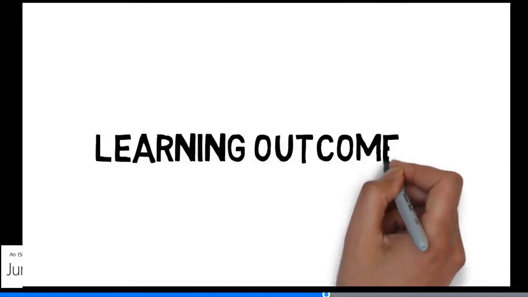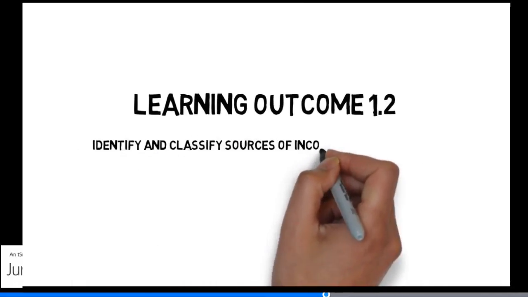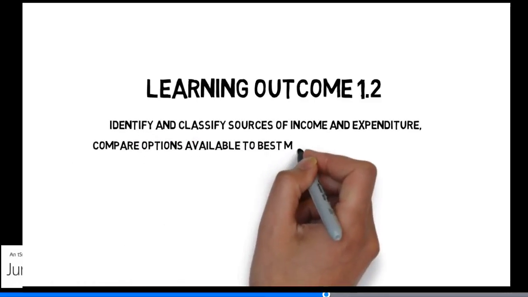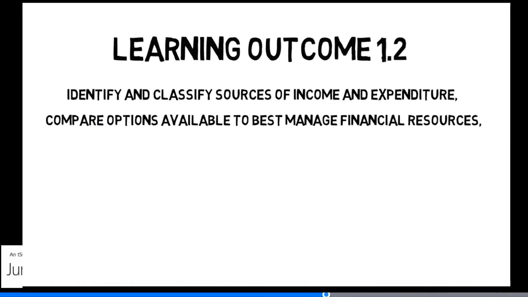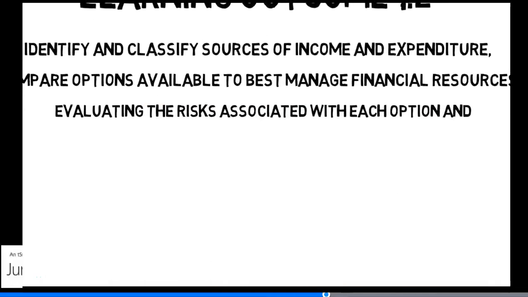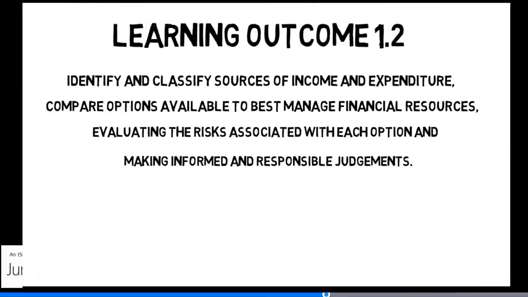Learning outcome 1.2. Students should be able to identify and classify sources of income and expenditure, compare options available to best manage financial resources, evaluate the risks associated with each option, and make informed and responsible judgments.